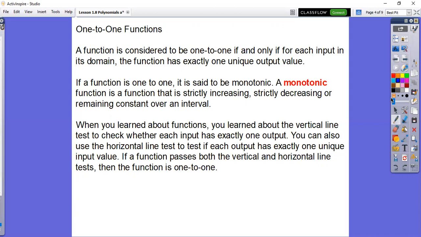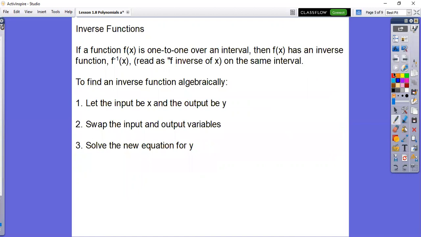So we think about one-to-one functions because if a function is one-to-one over an interval, so let's say we have a function f of x is one-to-one over an interval, then that function has an inverse, which the notation here is f^-1, f to the negative first. This is not the reciprocal of f, it's f inverse. So this is read as f inverse of x. And if the function is one-to-one over an interval, then f has an inverse over that interval. So we're going to talk about how to find an inverse algebraically first.